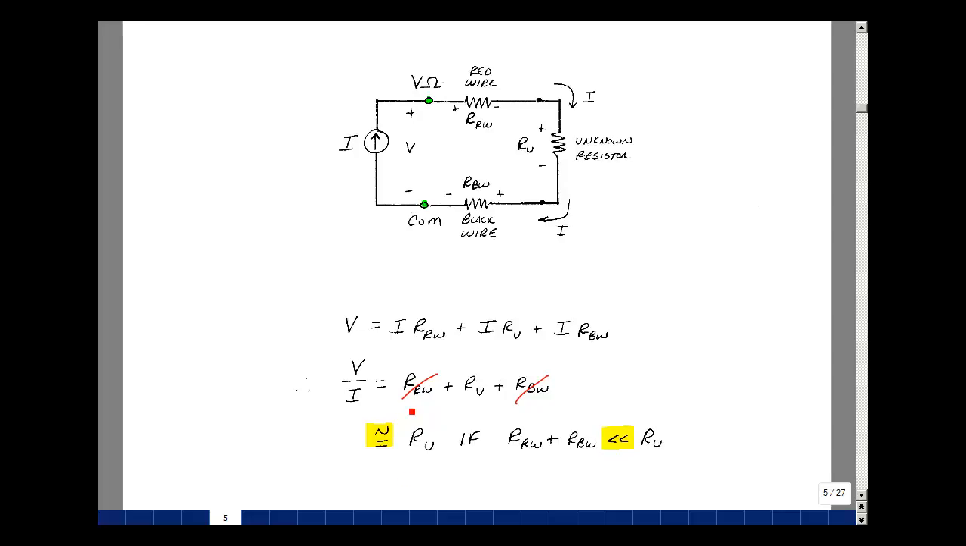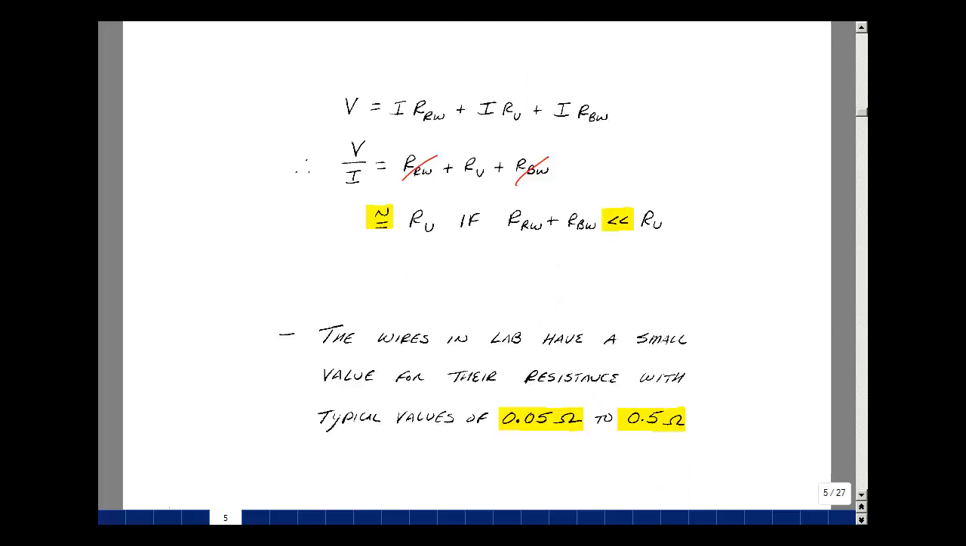Well, what value of wiring resistance could we expect? For the banana grabber wires I'm going to use in lab, this is about 50 milliohms. Measuring things in the k-ohm range, so pretty much these are negligible. If you had thinner wires, you could be seeing resistances on the order of half an ohm.